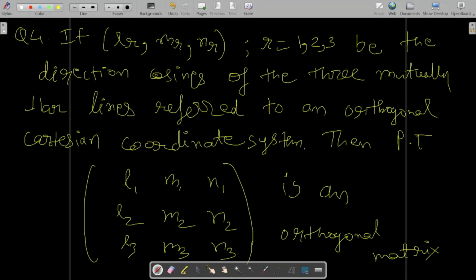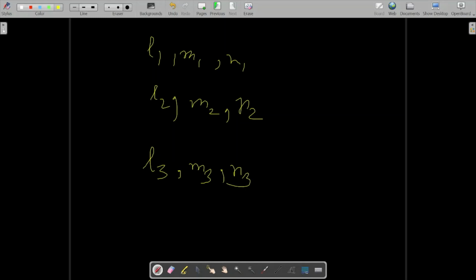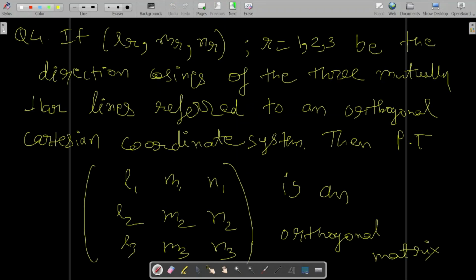So clearly, R equal to 1 to 3, what does this mean? You will put R equal to 1 to 3 here. So you can see that L1, M1, N1, L2, M2, N2, L3, M3, N3 will be your direction cosines, okay. So three mutually perpendicular lines have L1 M1 N1, L2 M2 N2, L3 M3 N3 like that, the direction cosines of three mutually perpendicular lines.